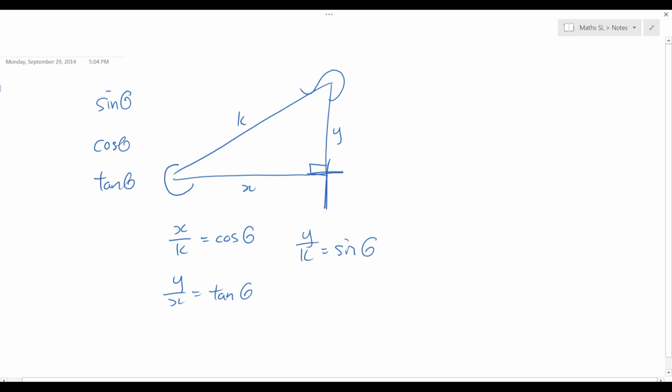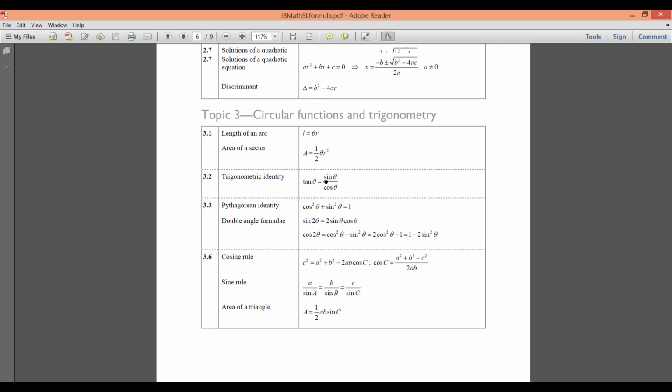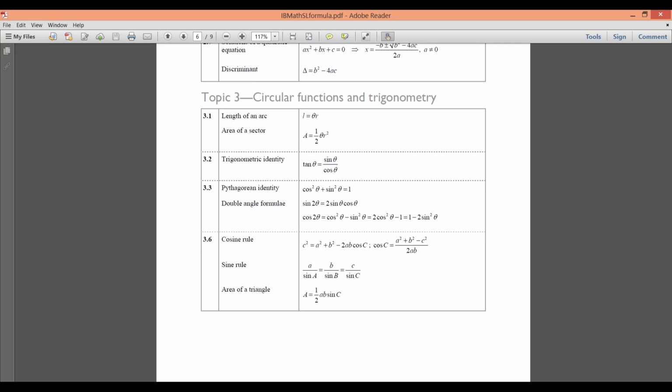Alright, so how does this all come into play? Well, you kind of have to know this is the basic part. But the not so basic part, we can simply look here. In our trigonometry identities, we have tangent theta equals sine theta over cos theta. That's one thing. We also need to know some of these double angle formulas and theorems. So cos squared plus sine squared equals 1.